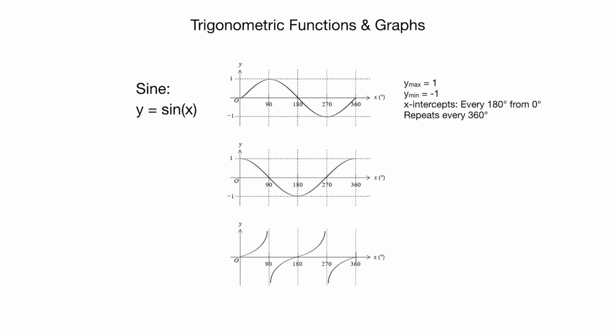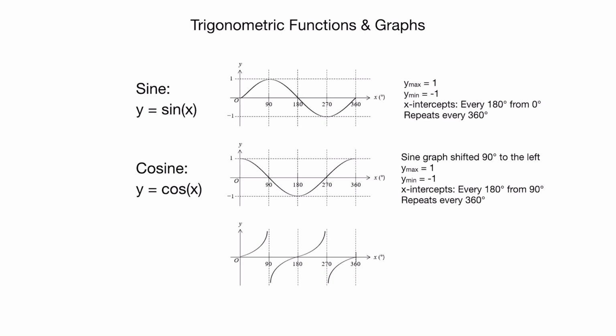The next graph that we have here is y equals cos x. This is essentially just a sine graph shifted 90 degrees to the left. It also has the same maximum and minimum values of 1 and minus 1, except these values don't occur at 90 and 270. They instead occur at 0 and 180, because it's a shifted graph. It also has x-intercepts every 180 degrees, but this time it starts from 90 rather than 0. As you can see here, you have an x-intercept at 90 and then one at 270. And this graph will also repeat every 360 degrees.